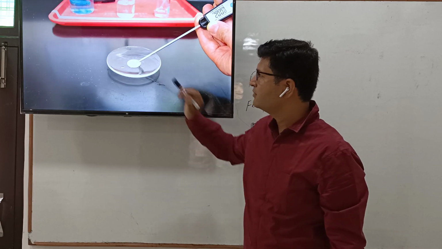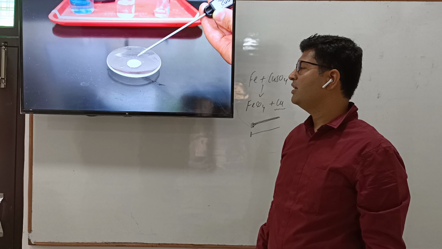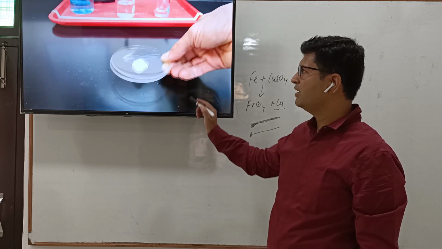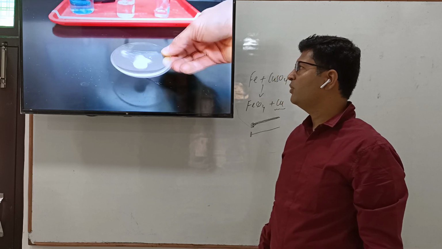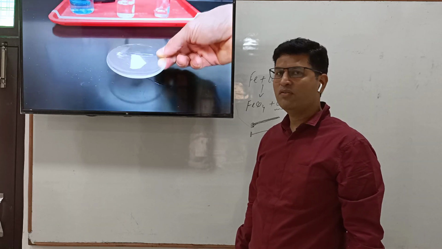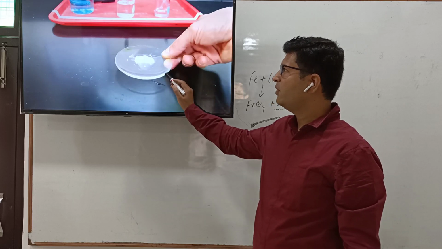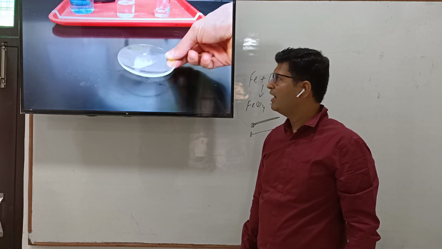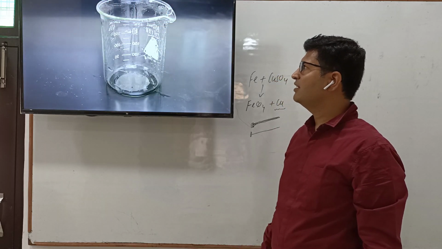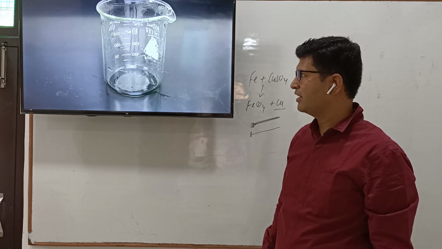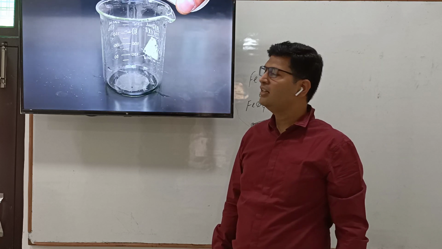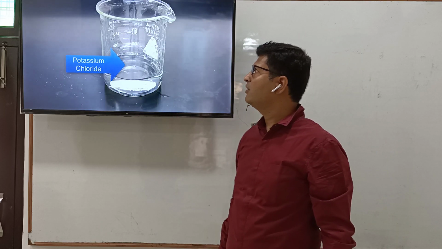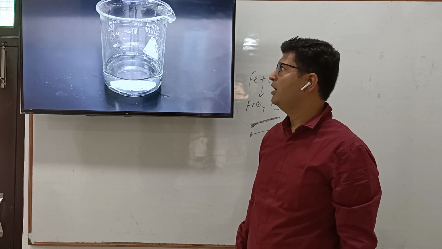What will we observe? We will observe a white color precipitate. This white precipitate is formed of silver chloride. That means this kind of reaction is called a double displacement reaction. What kind of reaction is it? Double displacement reaction. Now we take potassium chloride in a beaker of volume 250 ml.